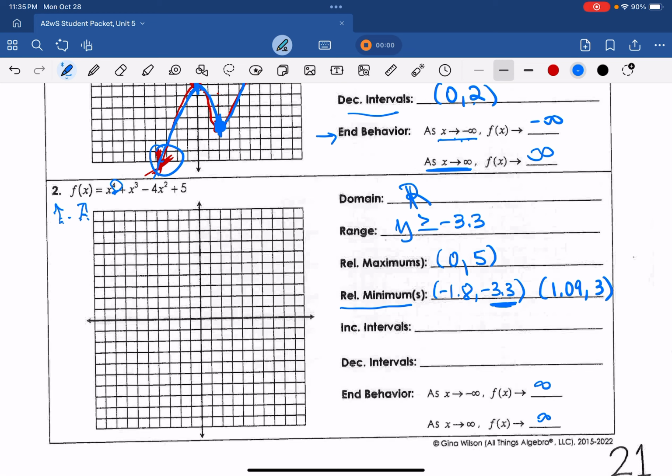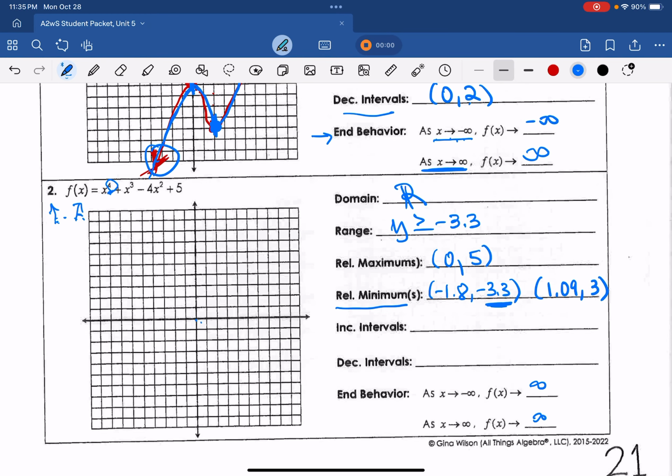Okay, so let's go ahead and plot this. Let's use this relative minimum, and we're just going to kind of go over to negative 2 and down to negative 3. It's just a sketch, so it doesn't have to be perfect. It's a little lower than negative 3. Then we have a relative maximum at 0, 5, so go to 0. And we're not moving to the right or the left, but we're going up 5. 1, 2, 3, 4, 5. And then our other relative minimum is at 1.09, which is almost 1. And then up 3. 1, 2, 3.